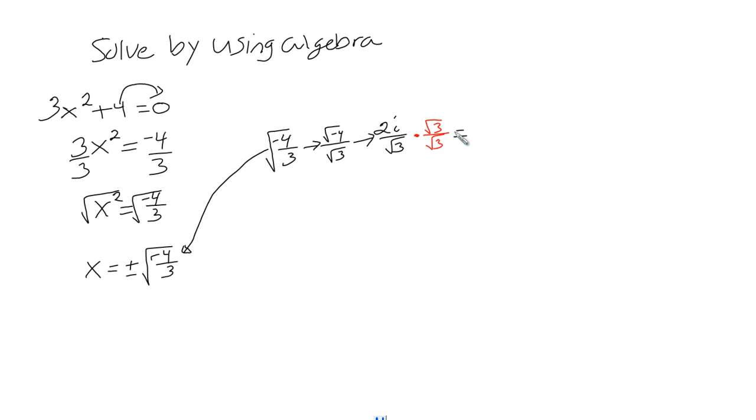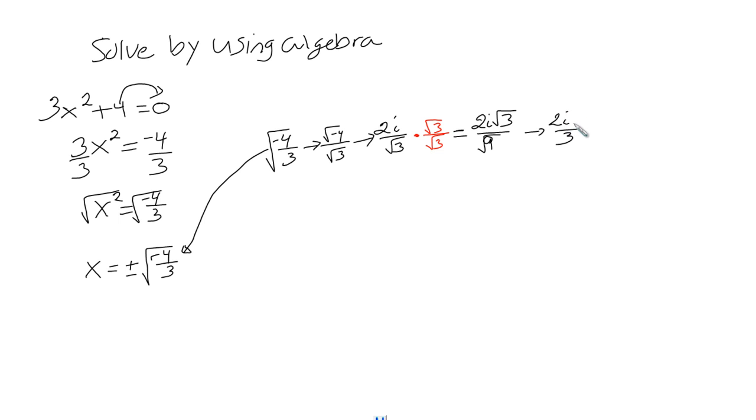So how do you multiply fractions? Don't you multiply the numerator straight across? So that gives you 2i times the square root of 3. And then don't you multiply the denominator straight across? So that gives you square root of 3 times 3 is square root 9. And then isn't the square root of 9 just 3?